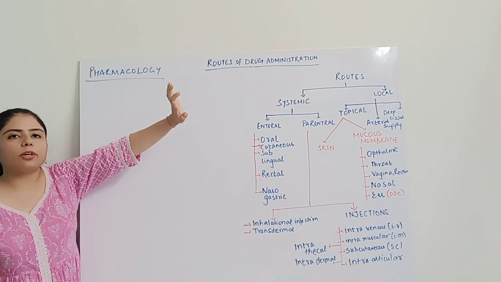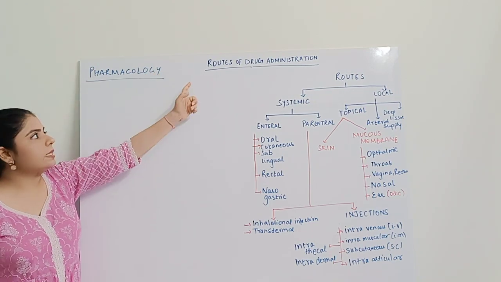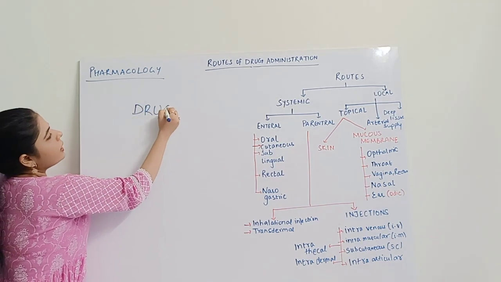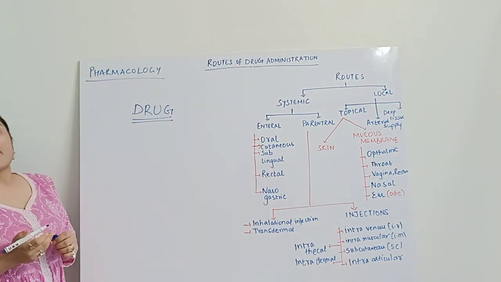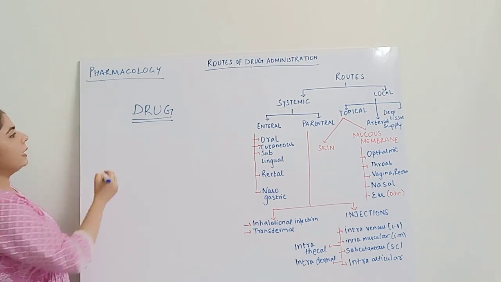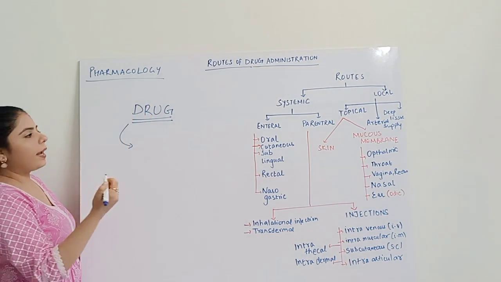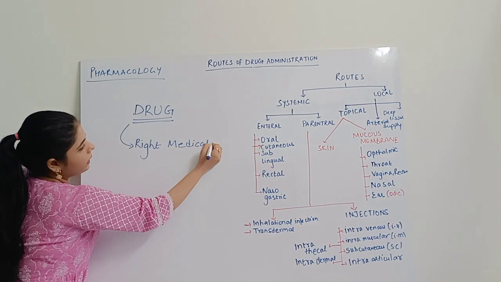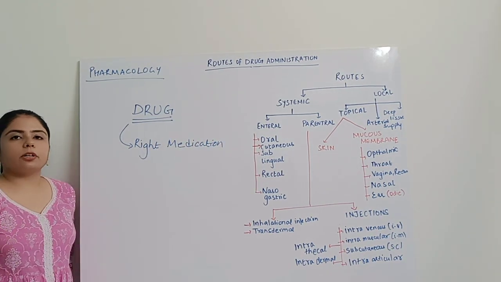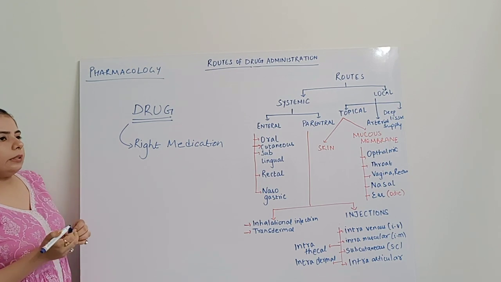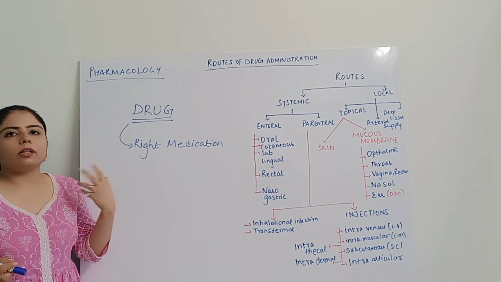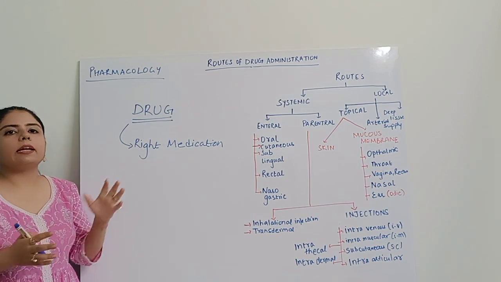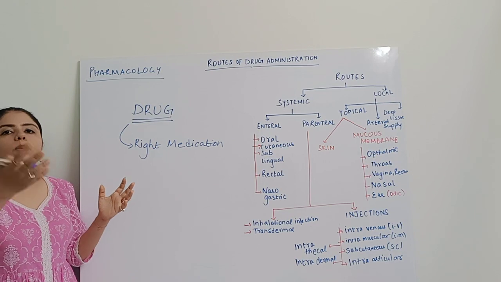Okay. So the first topic for today with pharmacology, let's begin with that, is routes of drug administration, right? Whenever a drug is being administered, what are the parameters we take into consideration? One thing is that it should be the right medication. The right medication must be administered, because if any non-specific, non-targeted, or just random medication is administered to a patient, then it will lead to a lot of adverse reactions.